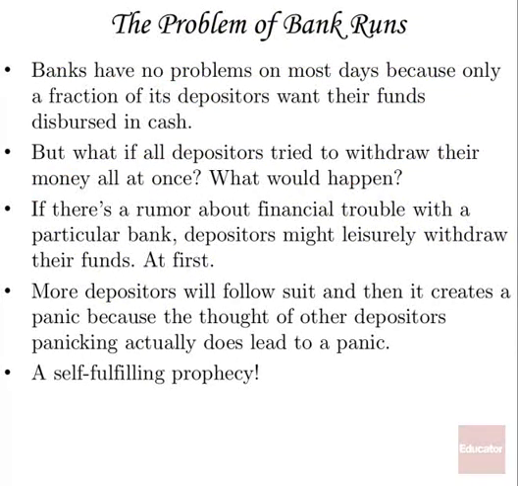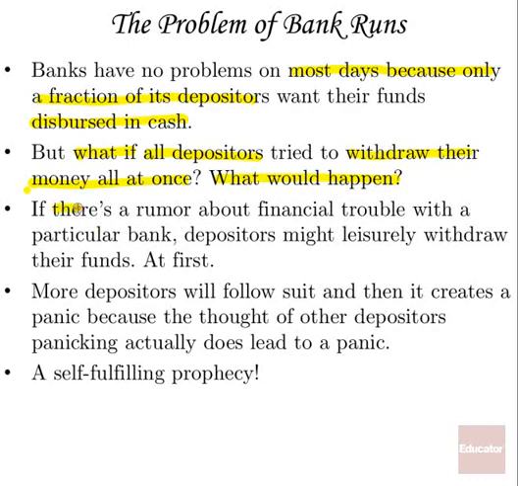Okay, so here's the problem with bank runs. Banks have no problems on most days, because only a fraction of their depositors want their funds dispersed in cash. So you go to a bank on a normal day, you're waiting in a bank, and someone takes out $20, $50. They're going to hold on to most of their cash in the form of deposits, right? But what if all depositors tried to withdraw their money all at once? What would happen? There's a movie called It's a Wonderful Life, and this is kind of the basis of this movie. If there's a bank run, people are unsure about their banks and what's going to happen.